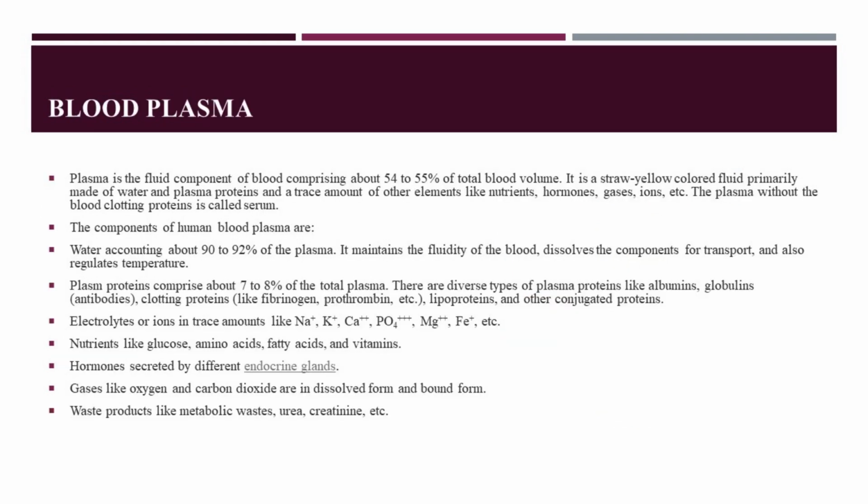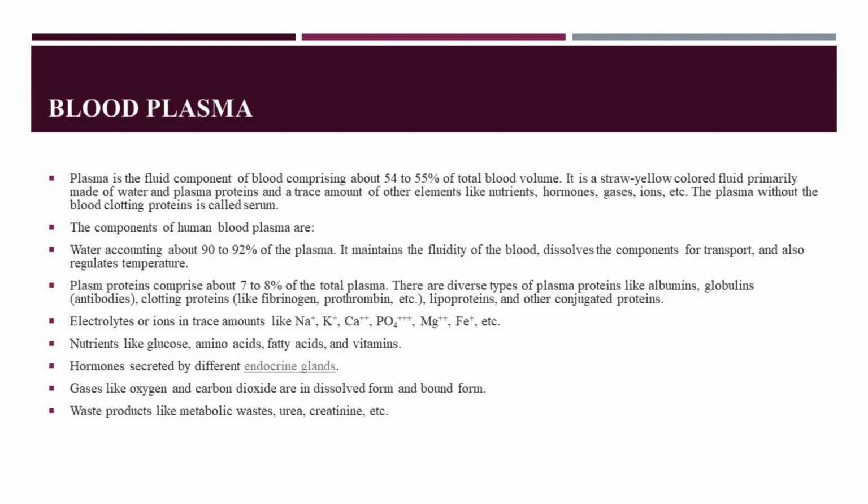Blood plasma. Plasma is the fluid component of blood, comprising about 54 to 55% of total blood volume. It is a straw yellow-colored fluid primarily made of water and plasma proteins, and a trace amount of other elements like nutrients, hormones, gases, ions, etc. The plasma without the blood-clotting proteins is called serum.